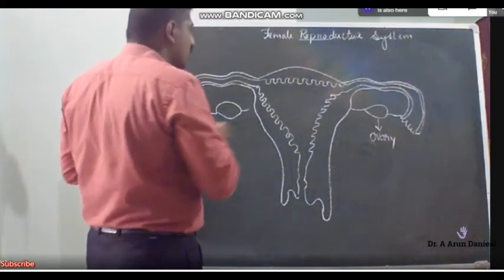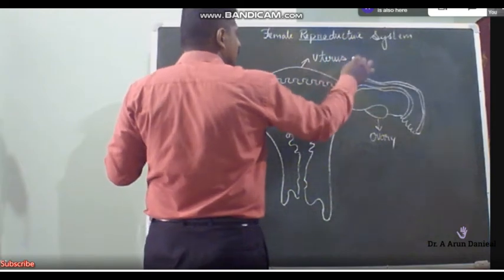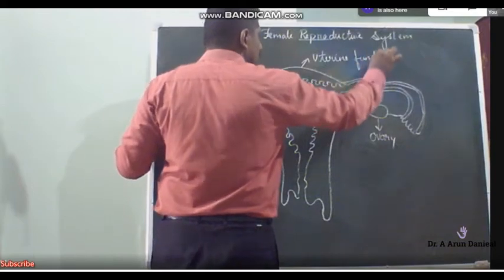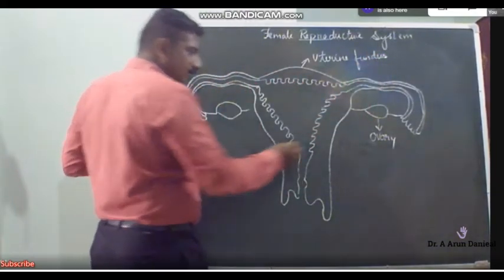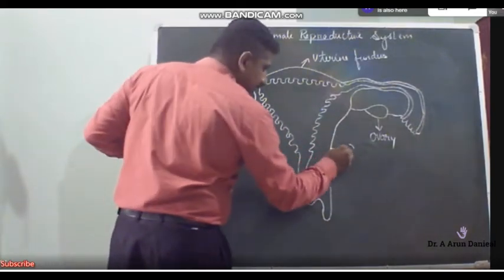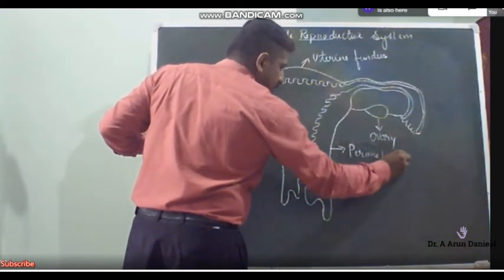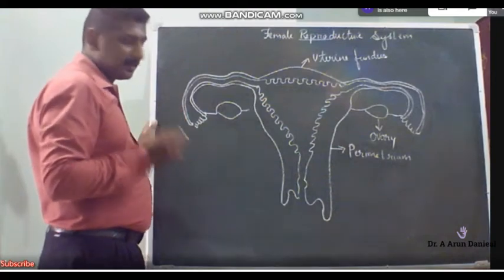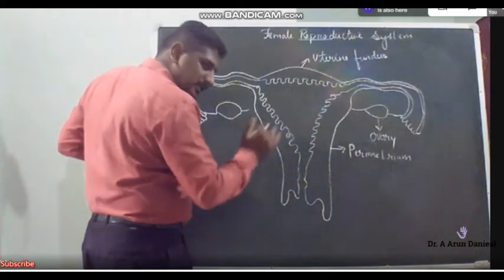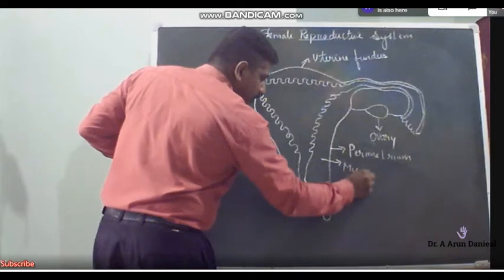Okay, the first is called the uterus. This one is called your uterus, or the dome of the uterus called the uterine fundus. And there are three important walls. One is called the perimetrium. I'll just take this area. Perimetrium. The outer layer is called the perimetrium. What is the role of the perimetrium? The perimetrium helps the female reproductive structures to attach to the body wall. Next we have an important layer called the myometrium.